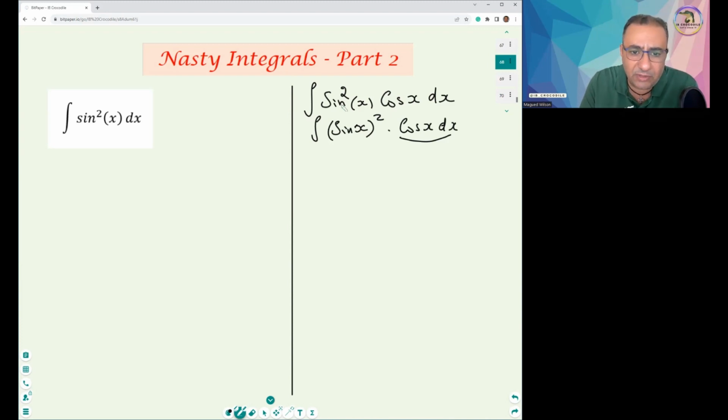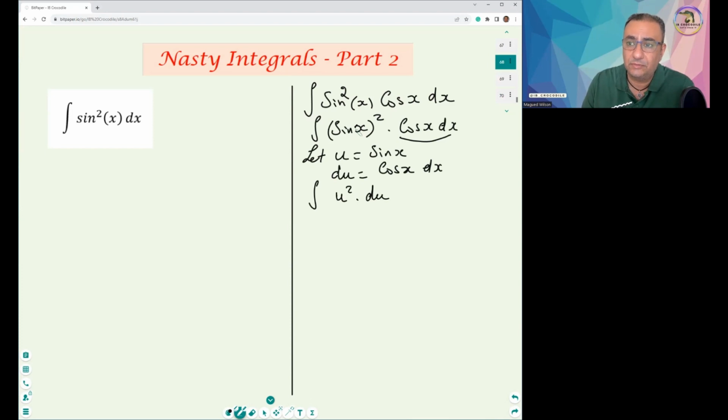If you feel more comfortable with substitution, you can say let u equal sine x. So then du is going to be cosine x dx. So back to the integration, it's going to be the integration of u squared du, because we have the derivative of the main function inside the integral. But then here it would be very challenging because we don't have the cosine x inside. So what to do? We cannot integrate sine squared unless you have the derivative of sine inside the integration.